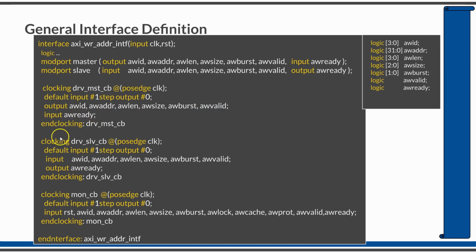And in the same way, one more clocking block is defined with the name drive slave clocking block, where all the signals are inputs and this signal is an output. And apart from these 2 clocking blocks, we need to define one more clocking block which can be used to monitor this interface in the top level.